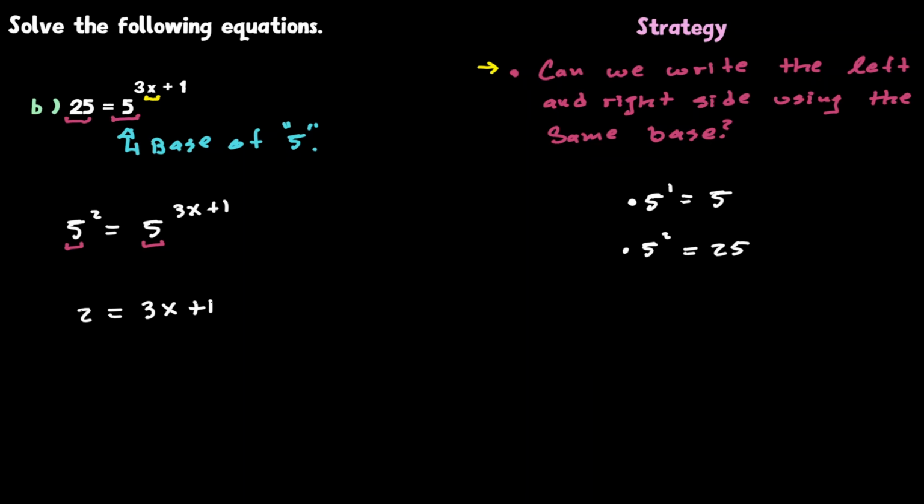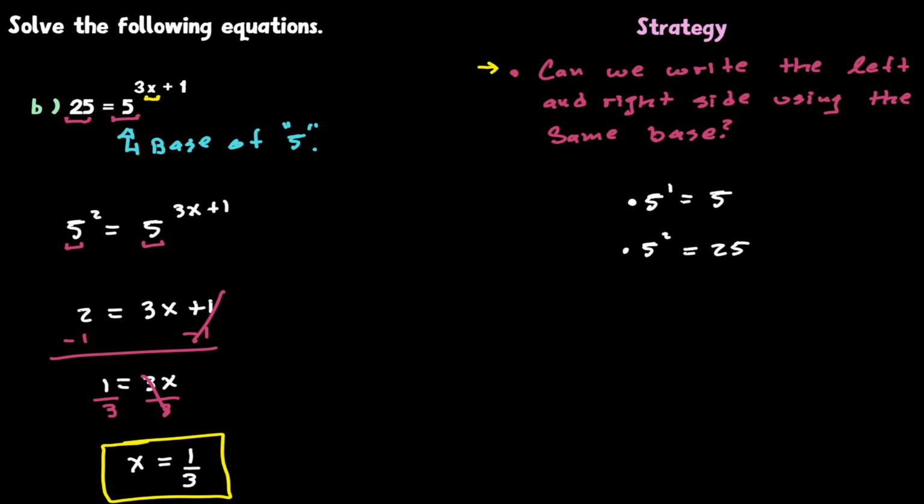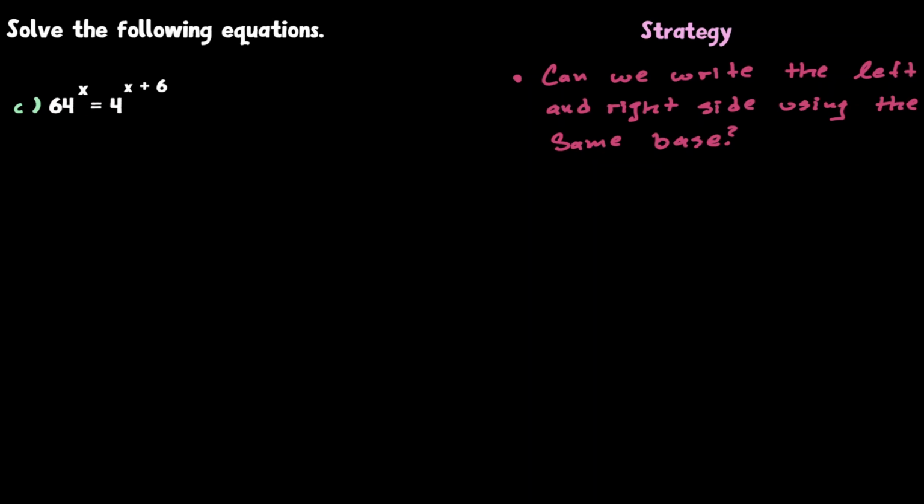And now we can solve this algebraically. Let's start by subtracting 1 from both sides. And let's divide by 3. x is equivalent to 1/3. Now let's take a look at example C. Now notice that this scenario is a little bit different because the unknown x is present on the left-hand side of the equation and also on the right-hand side, but still, that is in the exponent. We can try to apply the same rule.